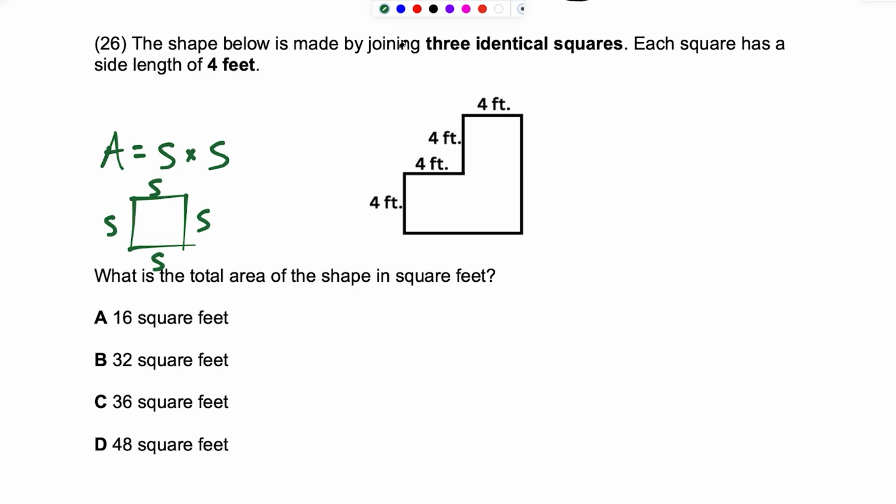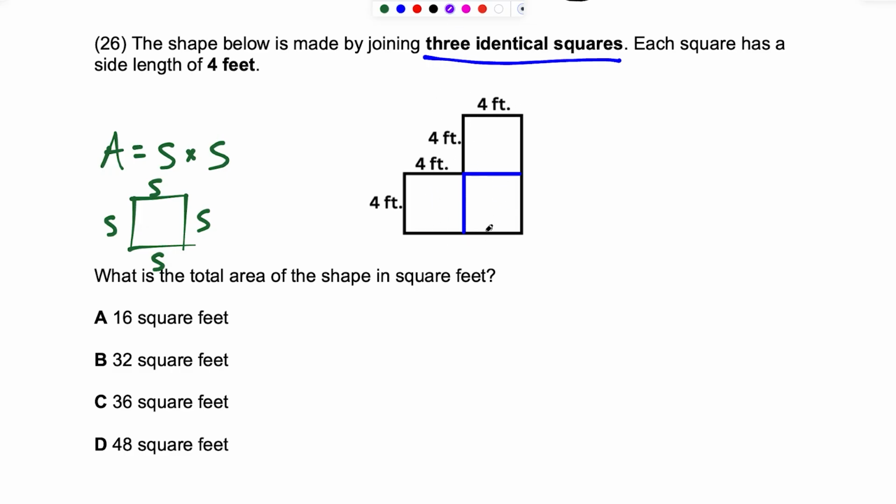So for this one, what I'm going to do now is draw in 2 more line segments. So I'm going to draw in a line segment like this and a line segment going across. And the reason I'm doing this is so we could see the 3 identical squares. Okay, so the squares are all exactly the same size.